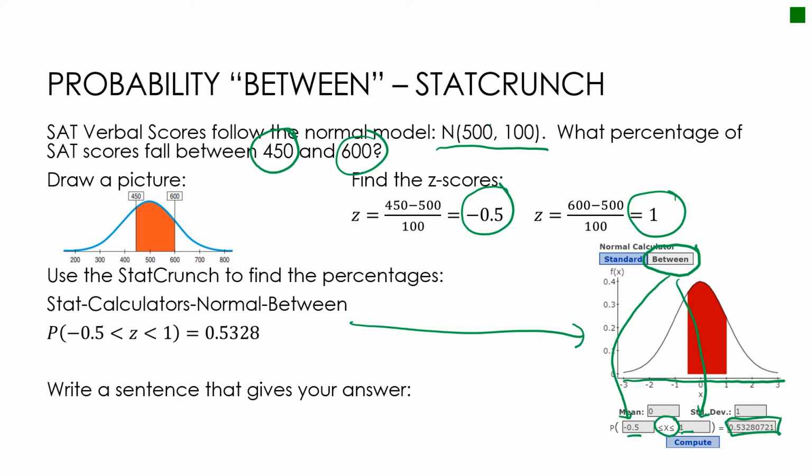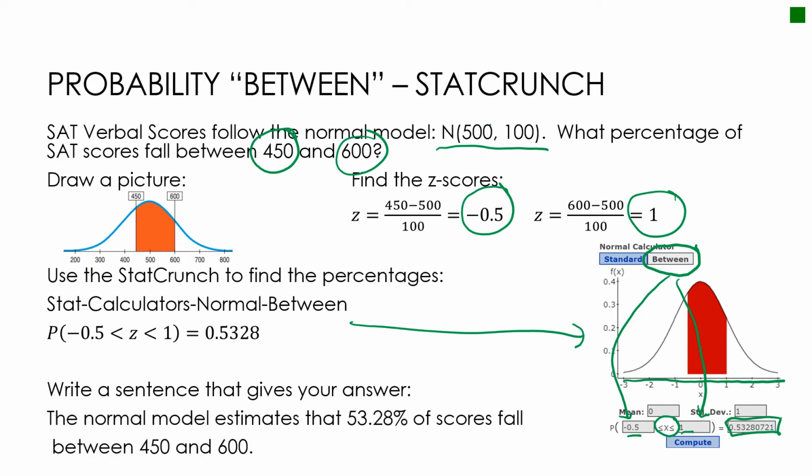So my probability that x, or z in this case, is between negative 0.5 and 1 is 0.5328. How would I talk about that in context? That the normal model estimates that 53.28% of scores on the SAT fall between 450 and 600.